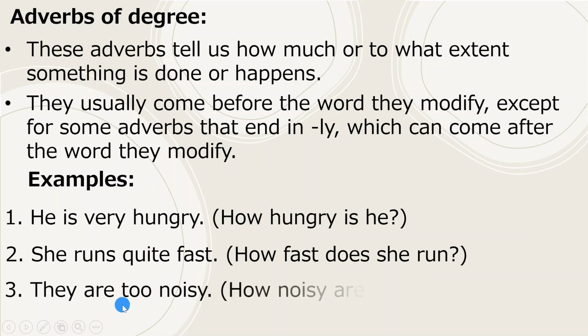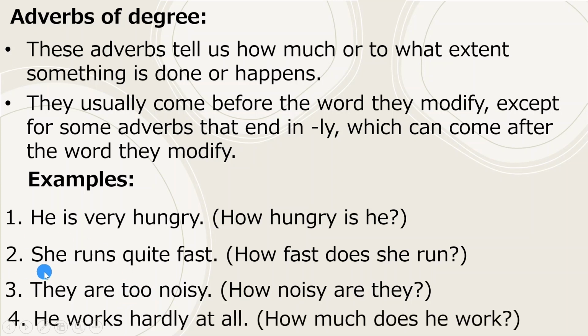Then number three, they are too noisy. So the word too here is an adverb of degree. It is telling us how much noise they make, or to what extent their noise is. Then number four, he works hardly at all. So the word hardly here is an adverb of degree, which is telling us how much this person works. And it is saying that he works hardly at all.